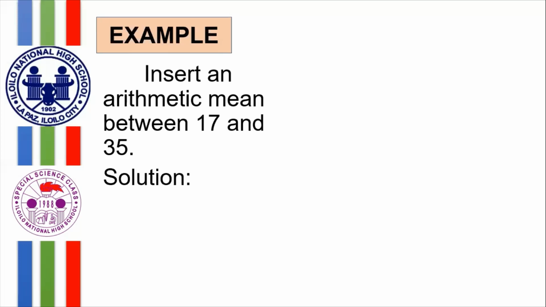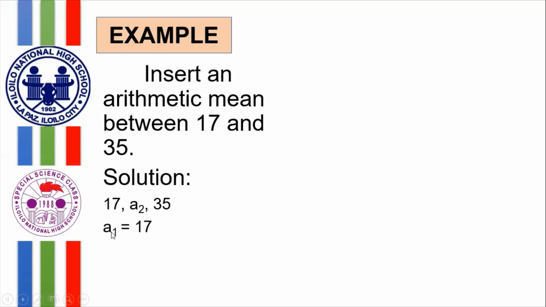So for the solution, let's have this. Between 17 and 35, we will place only one number. We don't know yet what this number is. That's why we denoted it with a sub 2. And our goal is to look for the value of a sub 2. That's why we have 17, a sub 2, 35.